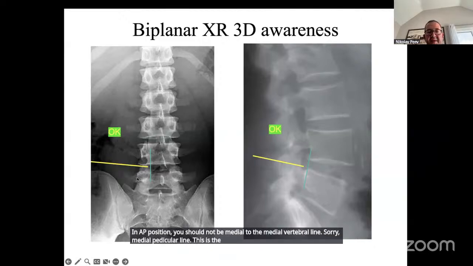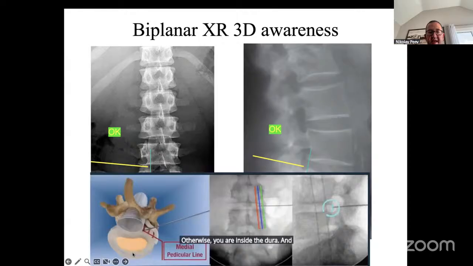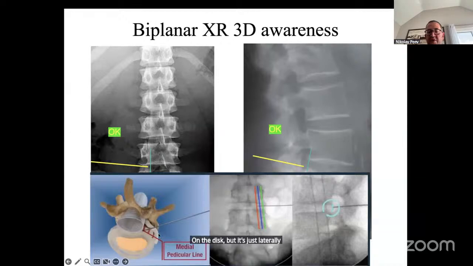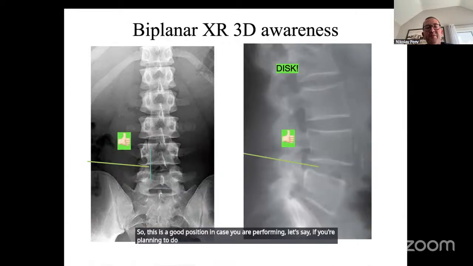This is the pedicle here. This is the pedicle. So this is the medial pedicular line. Make sure that the instrument on AP is not medial to the medial pedicular line, because otherwise you are inside the dura. And this is how you should imagine your instrument if you obey these two lines. Your instrument is right on the disc, but it's just lateral to the dura, so you're safe. So this is a good position if you are planning to do an interbody fusion.